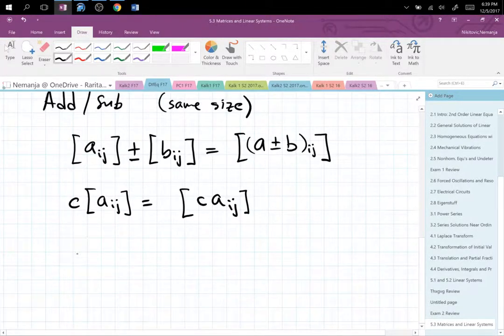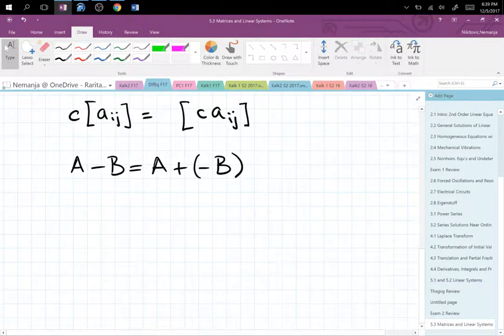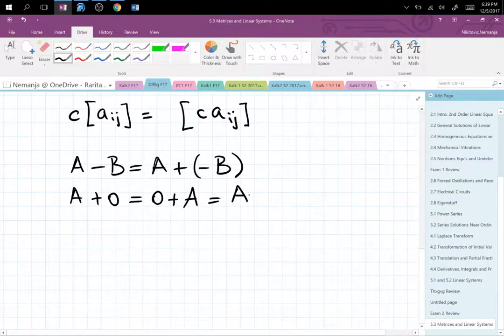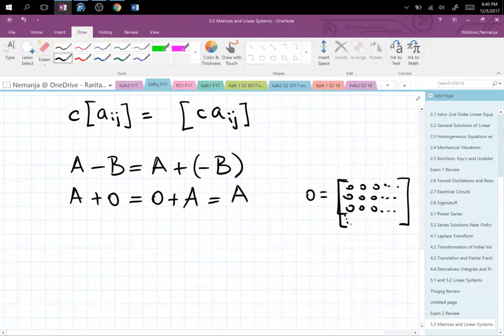Well, first of all, subtraction is understood as addition when you distribute -1 to the matrix B. So that's one of the properties. Now, we have a 0 matrix. When you add the 0 matrix to a matrix, you will get the matrix back. The 0 matrix is defined as the matrix of all zeros, or as many as you need. So that's what the 0 matrix is.